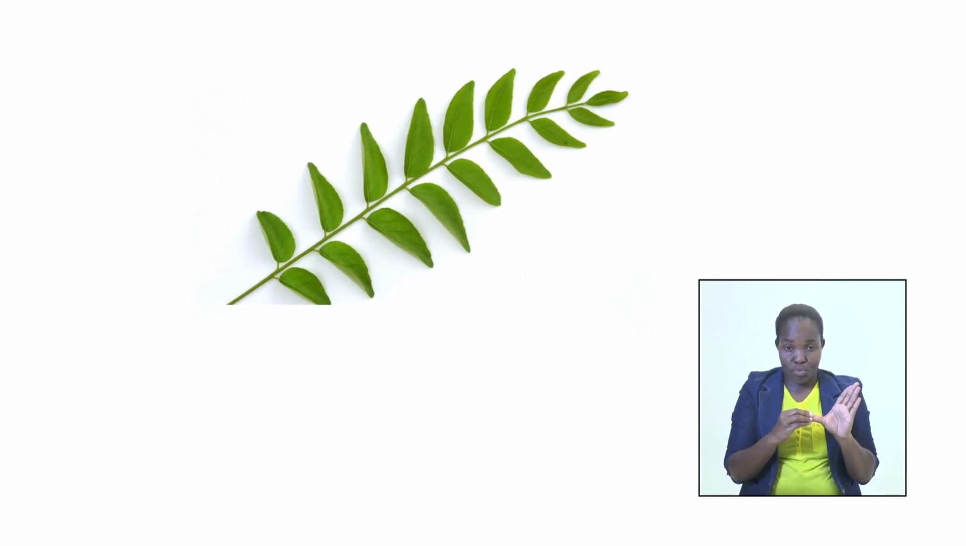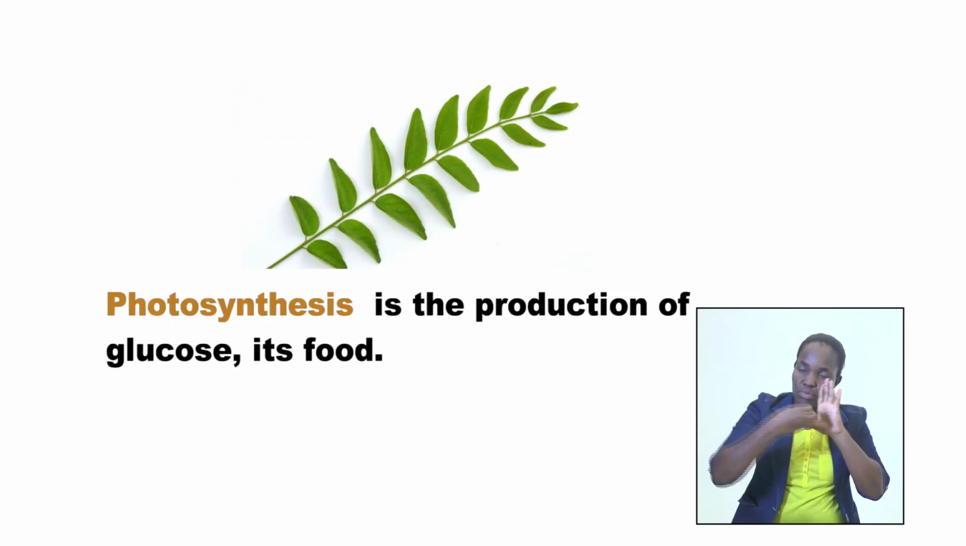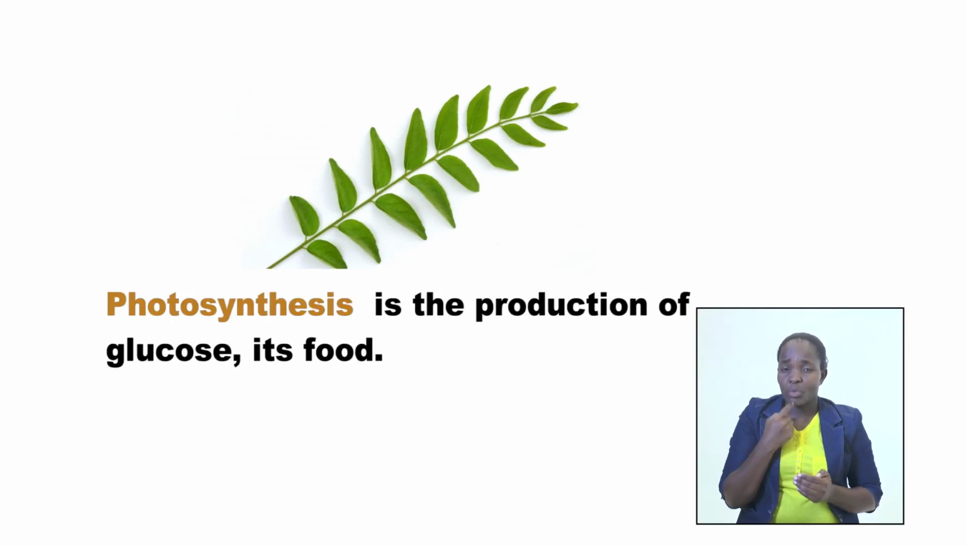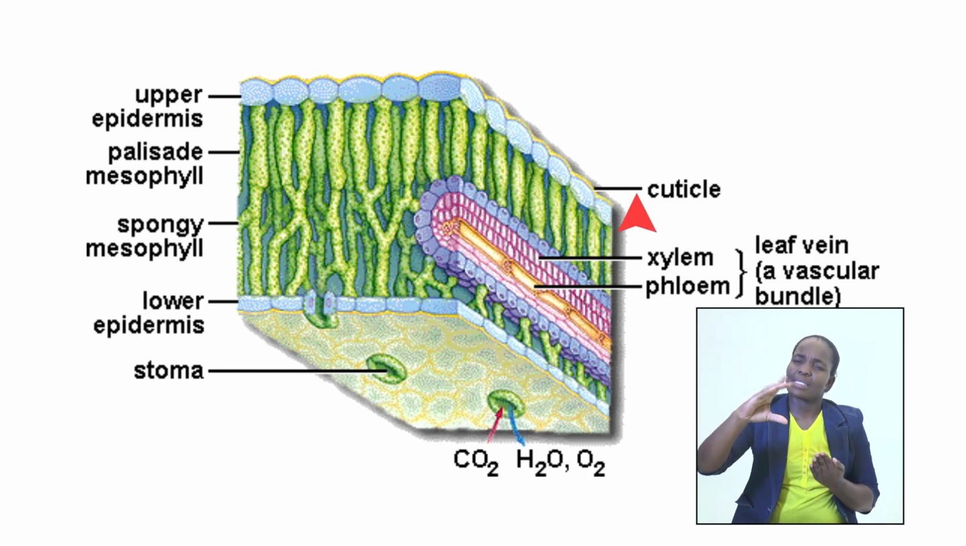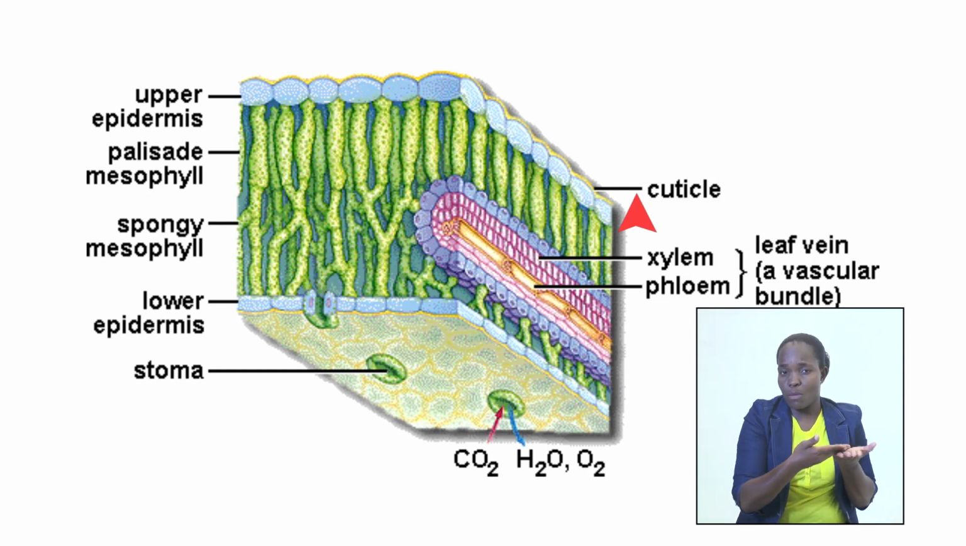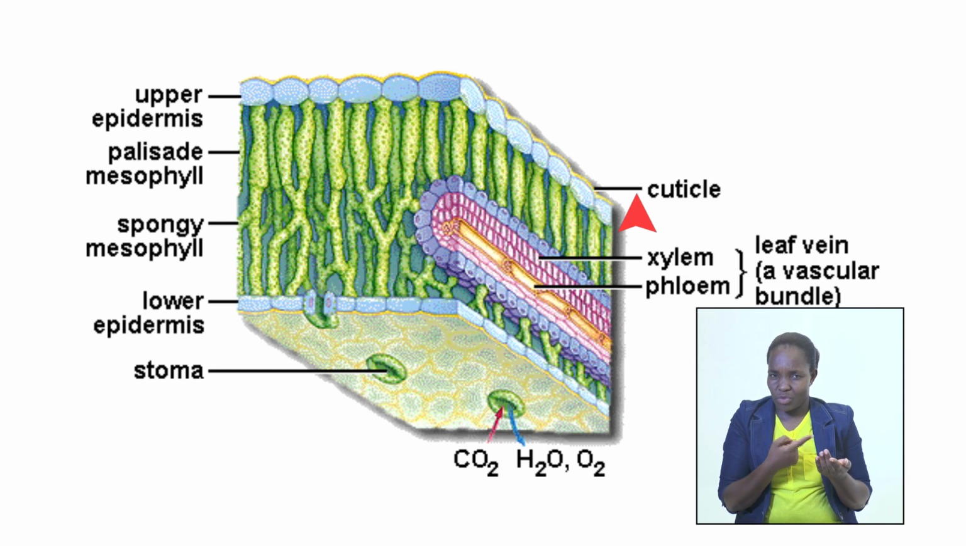Melissa, class, the leaf is adapted specifically for the process of photosynthesis, which, as we have already said, is the production of glucose, its food. The internal leaf structure consists of the cuticle. This is a waxy waterproof layer covering the upper epidermis. As you can guess, the cuticle reduces water evaporating from the leaf.